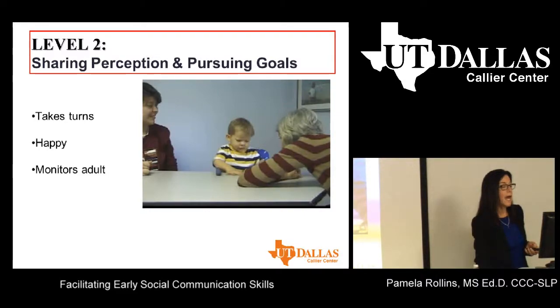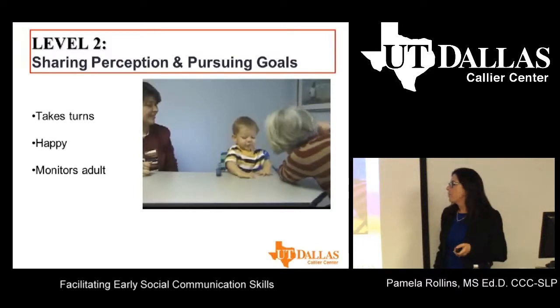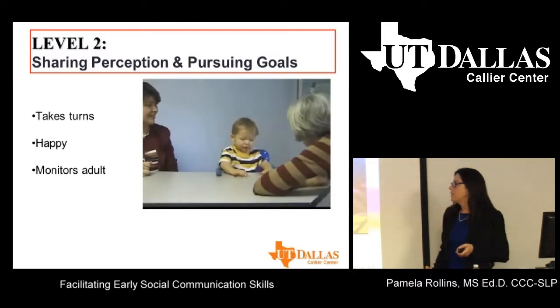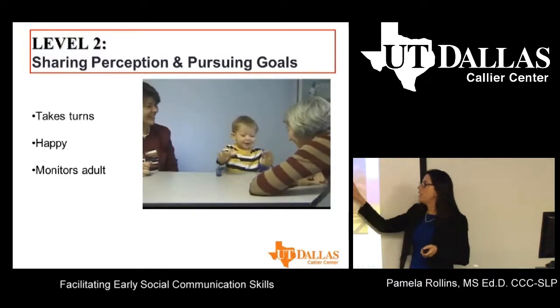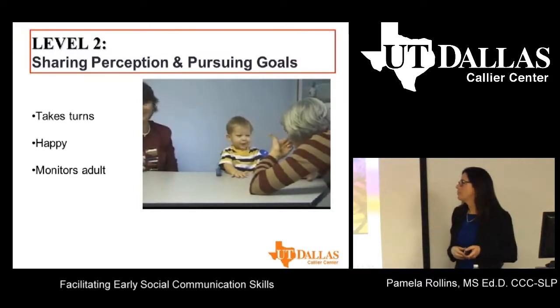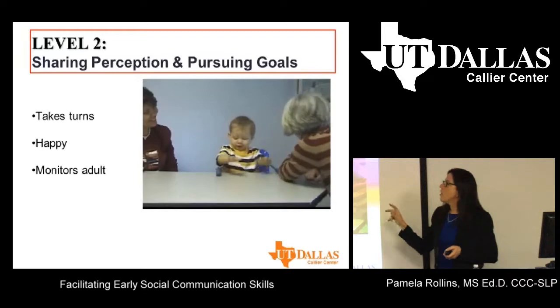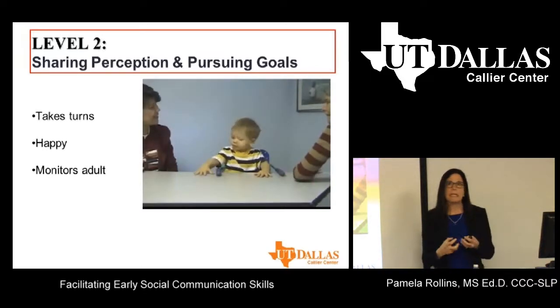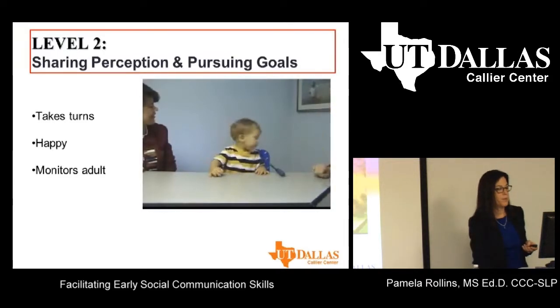I like this one because he's happy. Here you see their turn taking. And he likes this interaction, but notice he really never looks up at the caregiver or the clinician until she puts her hand there. So this is also an example of some of the skills that children can have when they're sharing perceptions and pursuing goals.